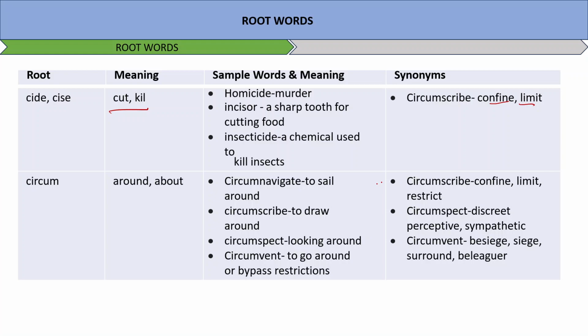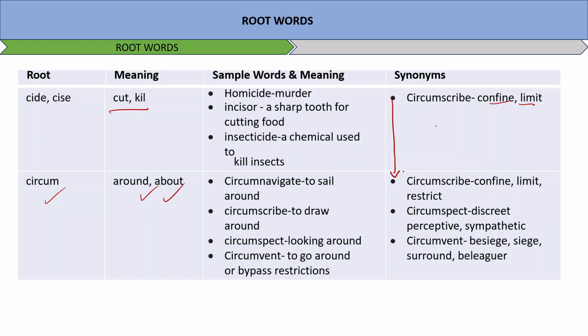Okay, I think this word is not for this one, it's for the next one. Circum here means around or about. Circumnavigate, to sail around. Circumscribe, to draw around. Circumspect, looking around. Circumvent, to go around or bypass restriction. Circumspect, discreet. Circumvent, deceit, surround, beleaguer. Okay, these are some of the words. Circumscribe, confine, limit. These are some of the root words associated with circum.